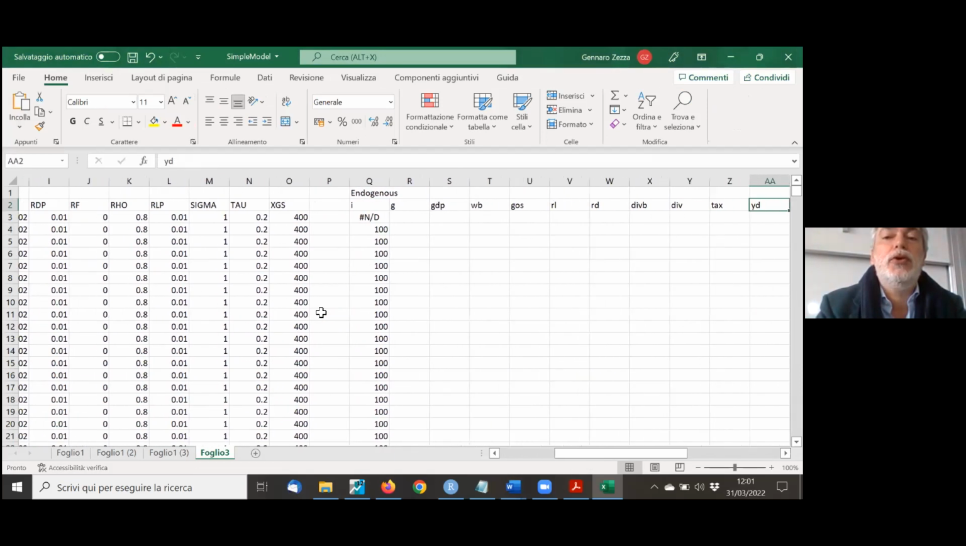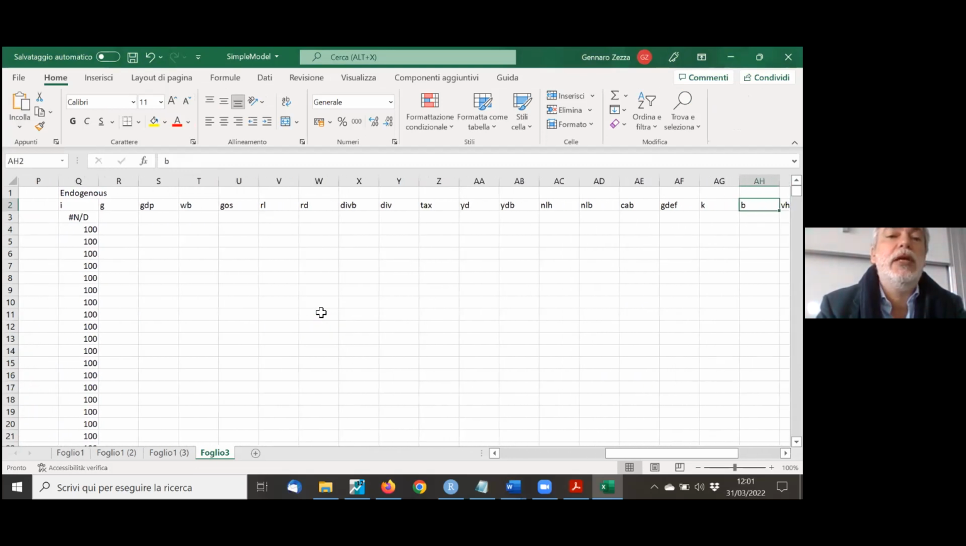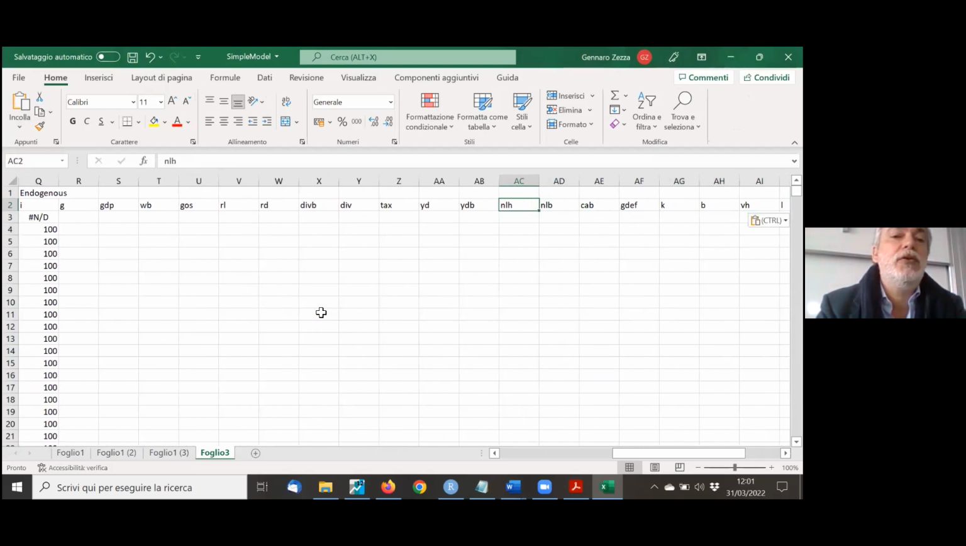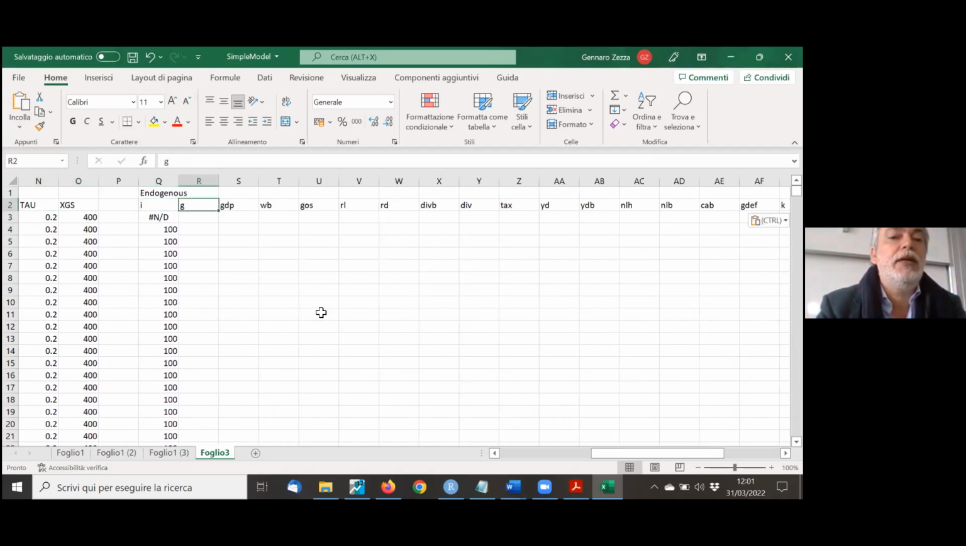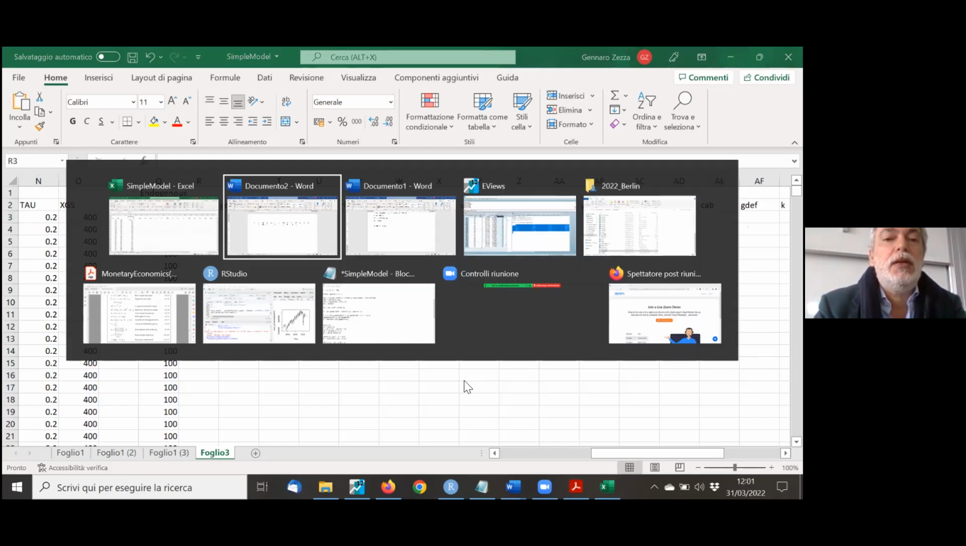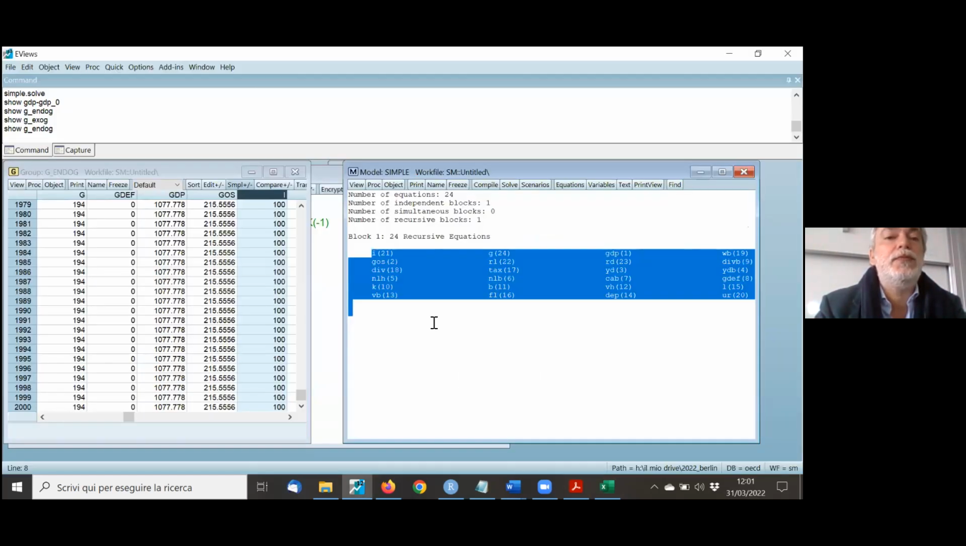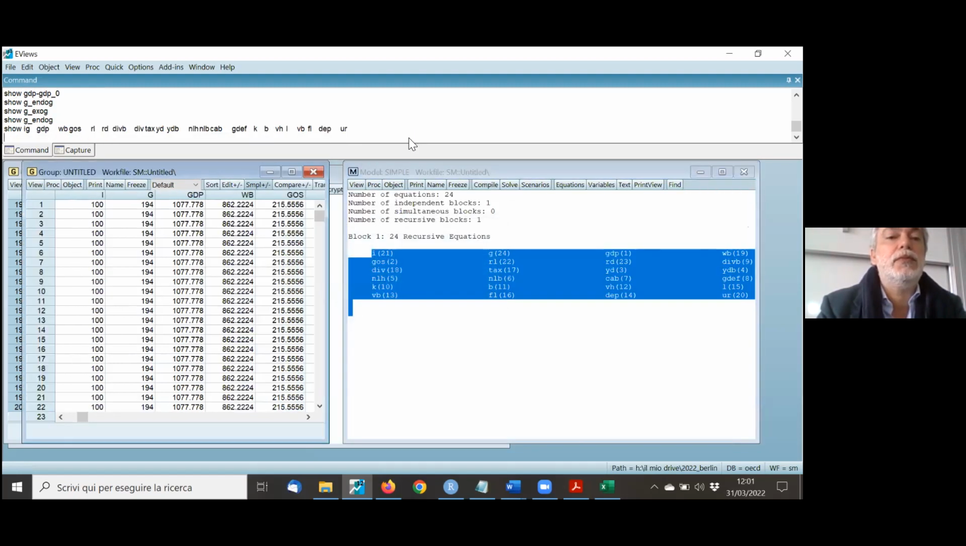This is what I wanted to achieve: an ordered list of my endogenous variables so that I can fill the numbers in. And actually, I can also use this in eViews. Show me these variables in this order.